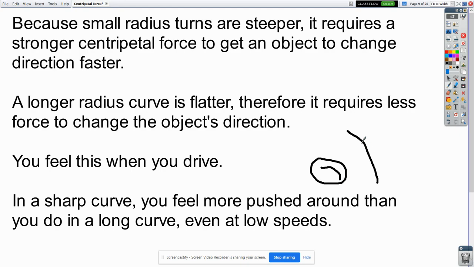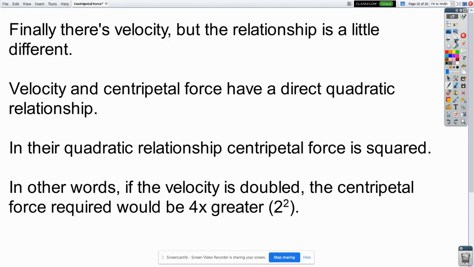In a long, gradual curve, like turning from one road to another, turning off of 17 onto Carolina Parkway, for example, that's a sharp turn. This is like the turns you feel on I-26 that are long, gradual curves. You don't feel it as much there because it doesn't take as much centripetal force to turn you on those long, gradual curves. Finally, the most complicated one, that's the velocity of the object.